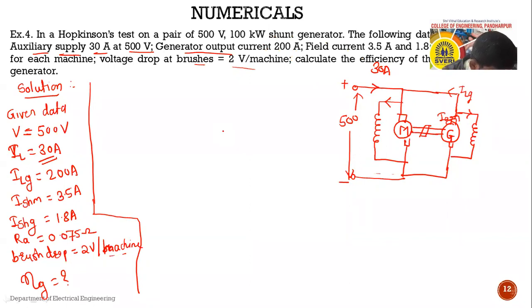Give me reply. Hello, am I audible? Yes, sir. Give me reply. This current, output current of the generator, म्हणजे armature current असतो का output side चा current असेल?